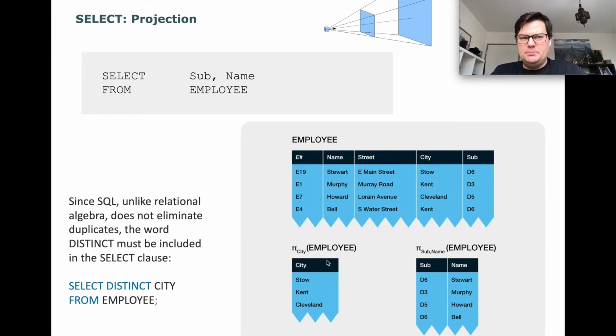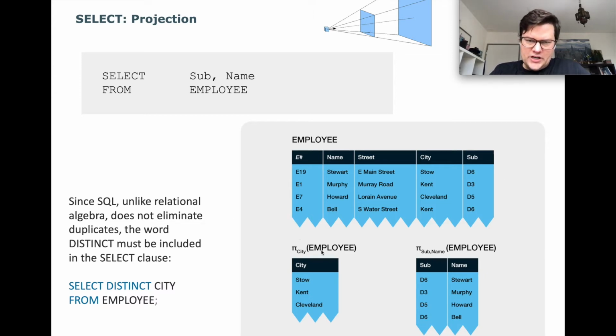So here's an example. Here's a table of employees, and if we just select sub and name, these two columns, from the table employee, then what you get is this result. So we just select two columns, two attributes from this table.